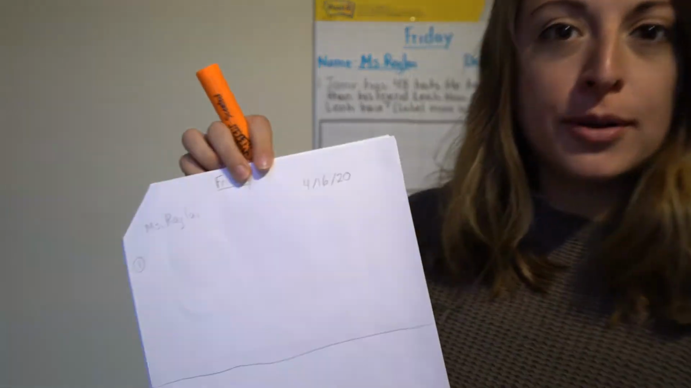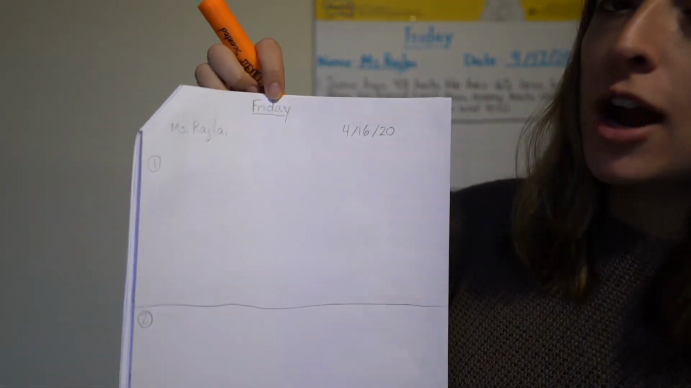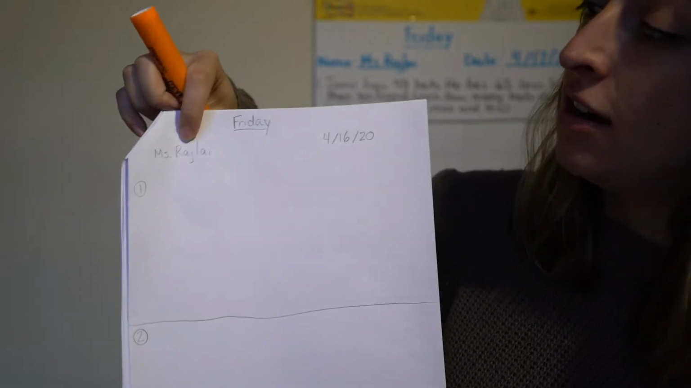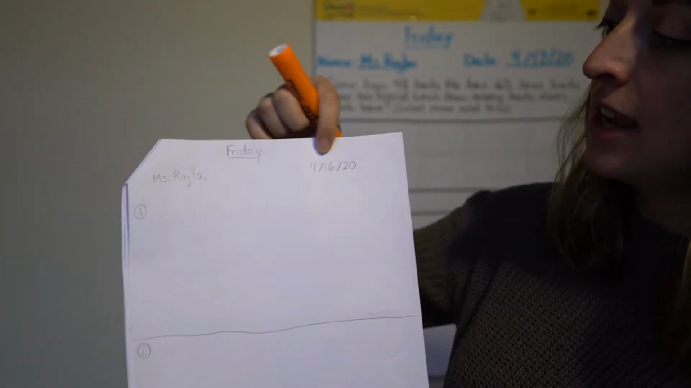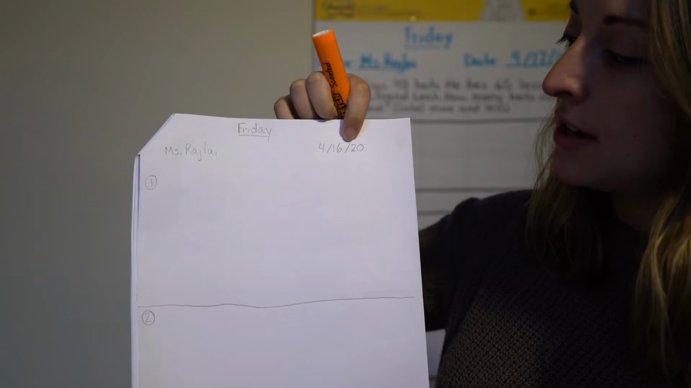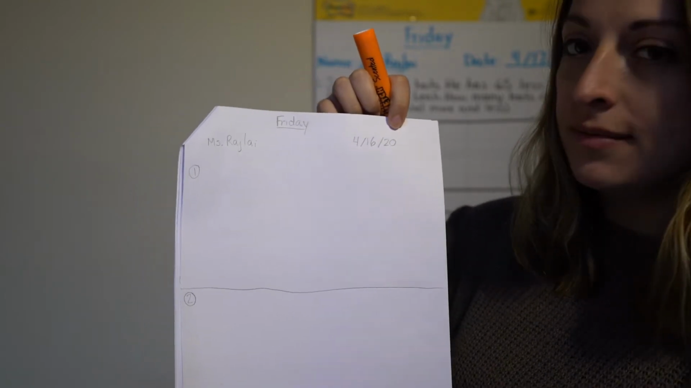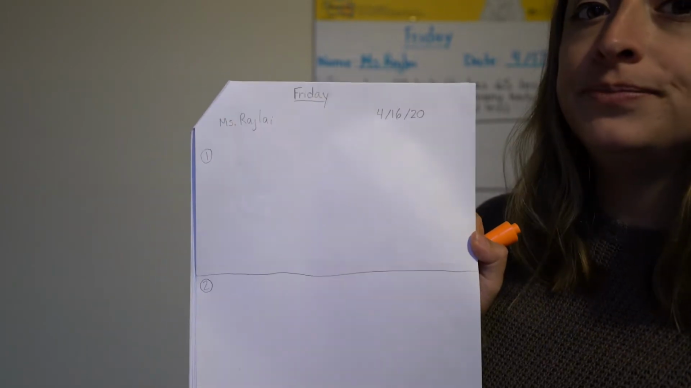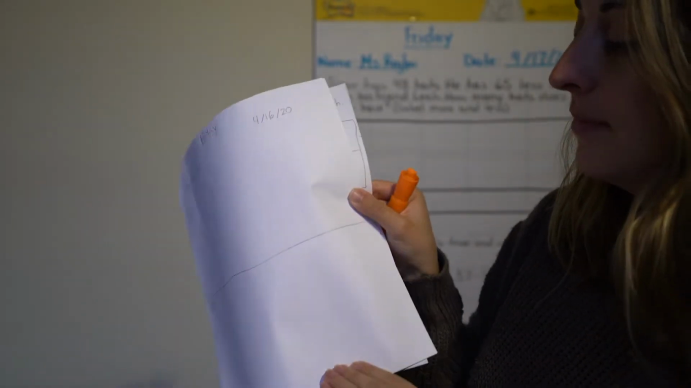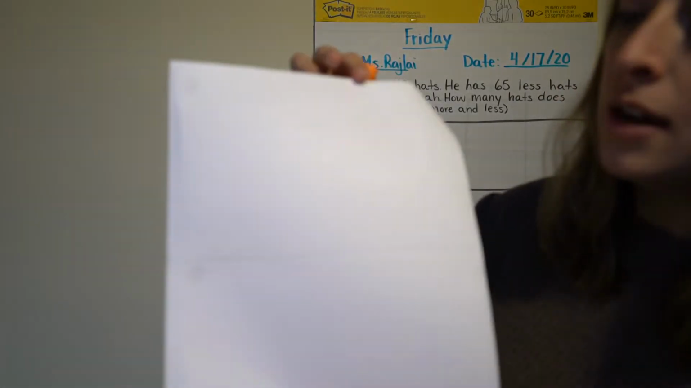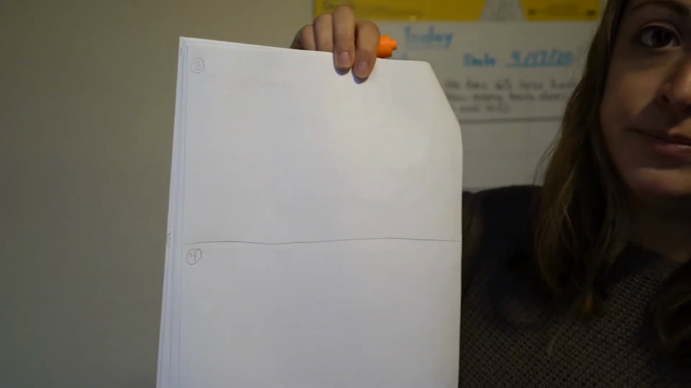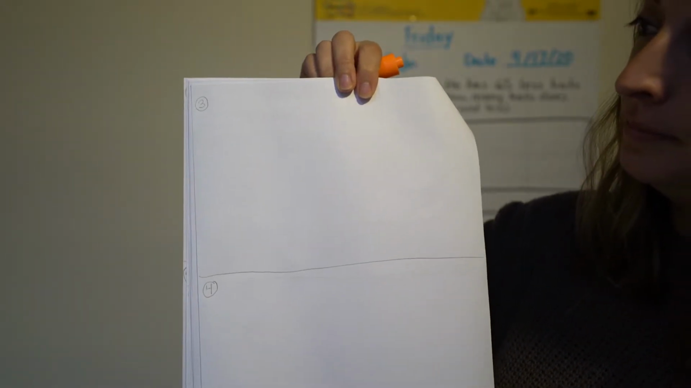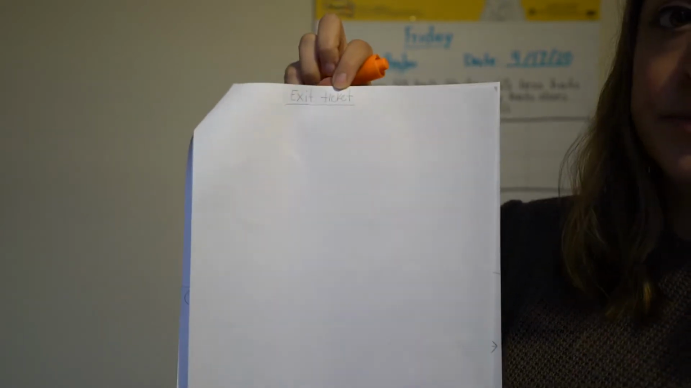So at the top of our paper, we're going to write Friday, our name, and the date, 4/16/20. You're going to write number 1, number 2 with the line in the middle. Then on the back, you're writing number 3 and number 4 with the line in the middle. And then on the last page, you're writing exit ticket.